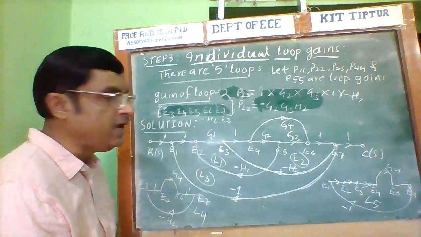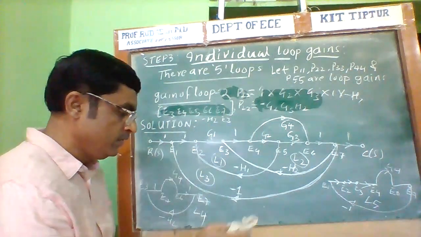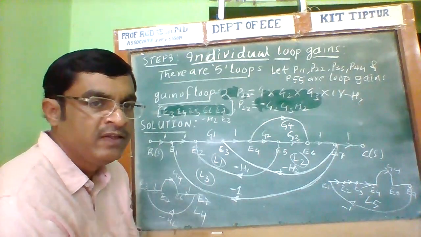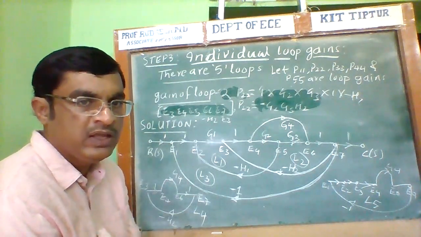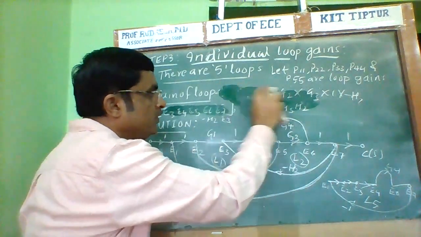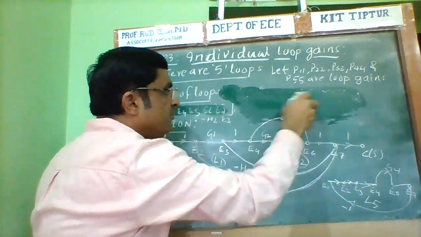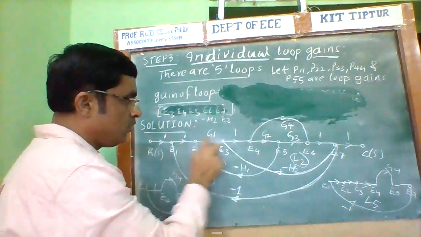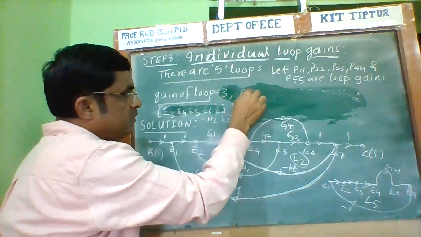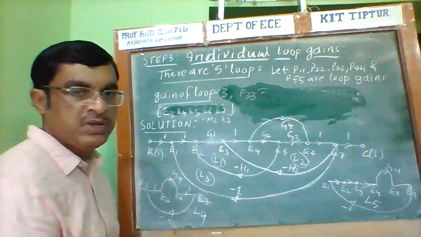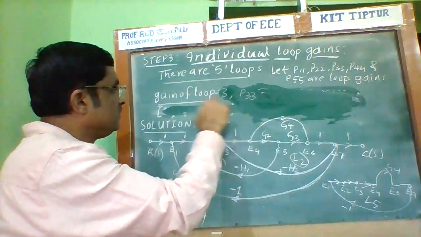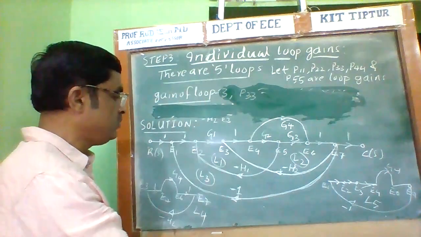Similarly, we need to calculate the gain of the next loop, this particular outer loop. We need to calculate the P3 loop, that is P33. This is indicated by P33. Therefore, what is the path of the gain loop?